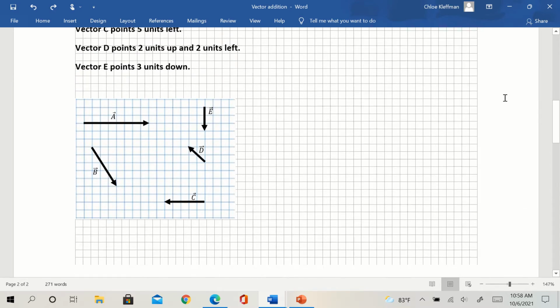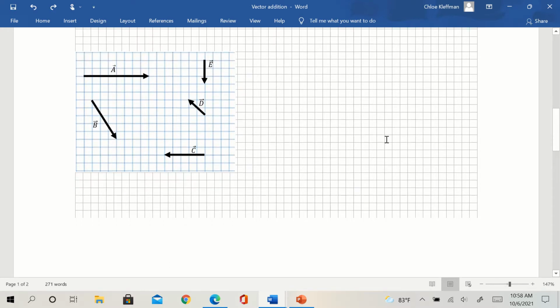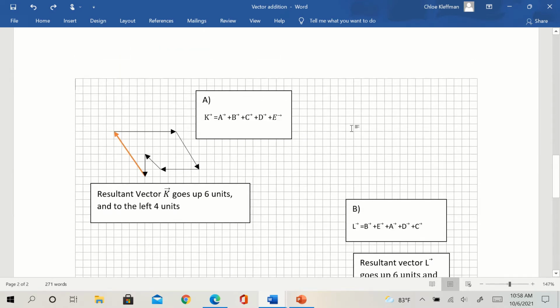So in this problem, we're given a couple vectors here, vector A, vector E, vector D, vector C, and vector B. And we're asked to create several different resultant vectors from the addition of these vectors. We're first asked to find resultant vector K by adding A plus B plus C plus D plus E. And so the resultant vector here in orange goes up 6 units and to the left 4 units.